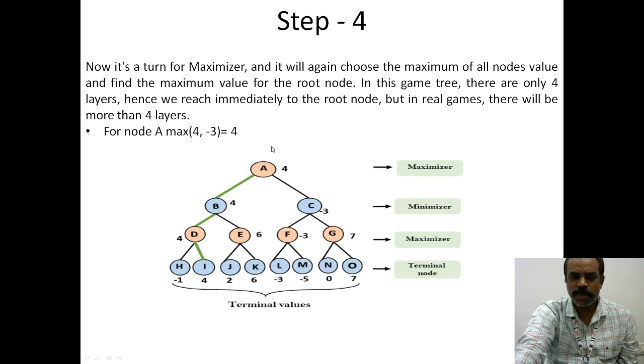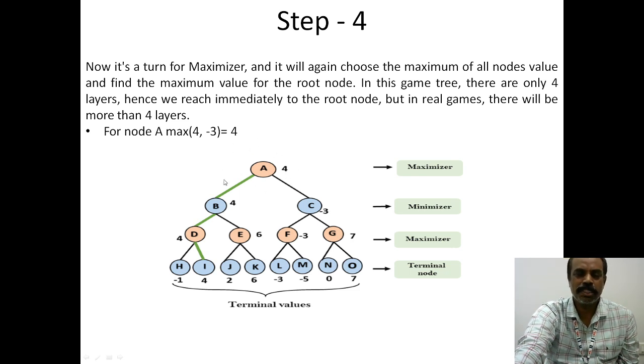If you clearly observe over here, A's value would initially be minus infinity. On the left you have node B, which has a value 4. So you compute the maximum of minus infinity and 4. So you get the value 4. Then on the right you have another node, that is C with the value minus 3. So the maximum of 4 comma minus 3 is 4. So the root node value is 4.